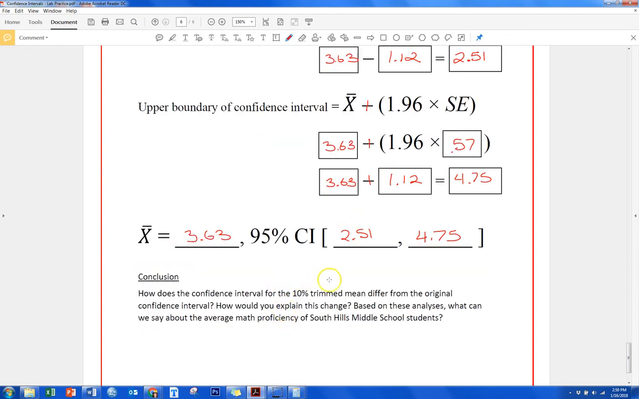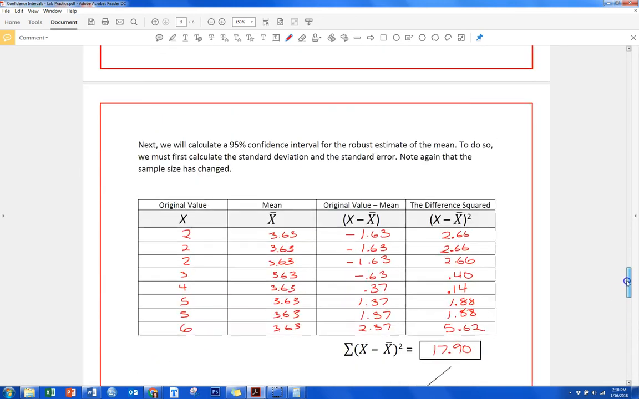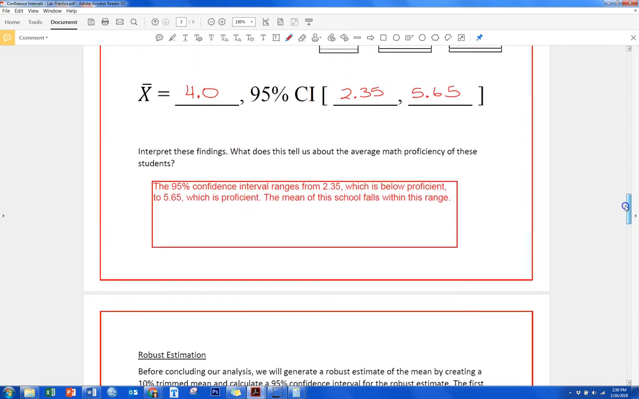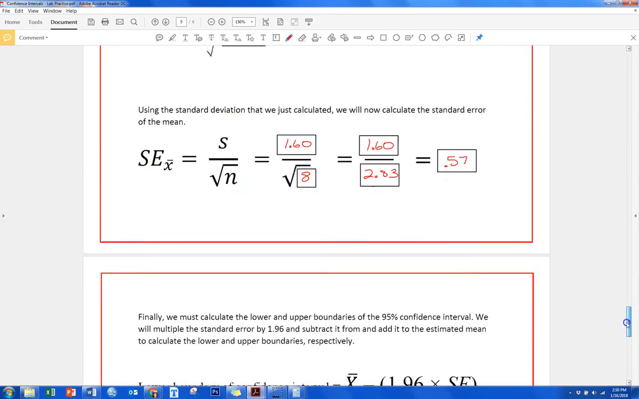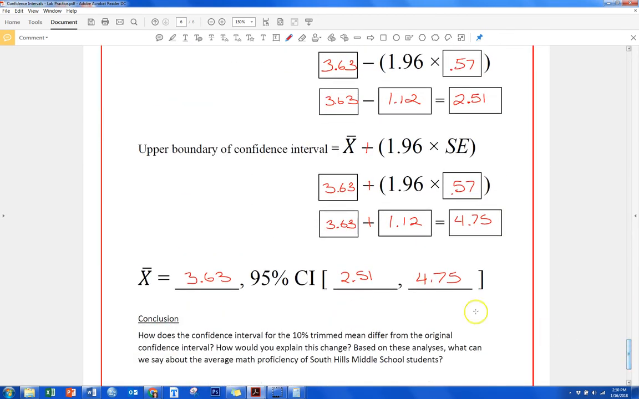How does the interval for the trim mean differ from the original confidence interval? So here it's between 2.5 and 4.75. Last time it was between 2.35 and 5.65. So the bottom has stayed about the same. It's gone up a little bit, but the top has dropped quite a bit. So the bottom coming up a little bit makes sense because we dropped off the 1. That's no longer in our data set that was pulling down the mean, but it still hasn't changed too much.